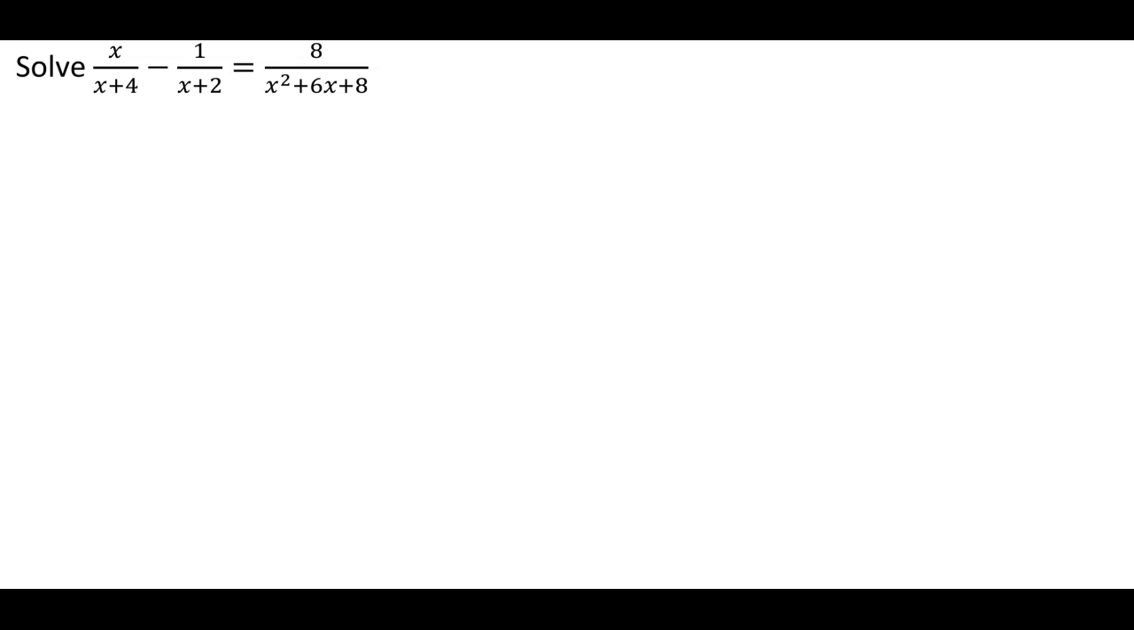Next on our list is solving rational equations. And this will require an LCD as well, but we'll use it a little bit differently than we did when we were adding and subtracting. So let's start by finding out what that LCD is.